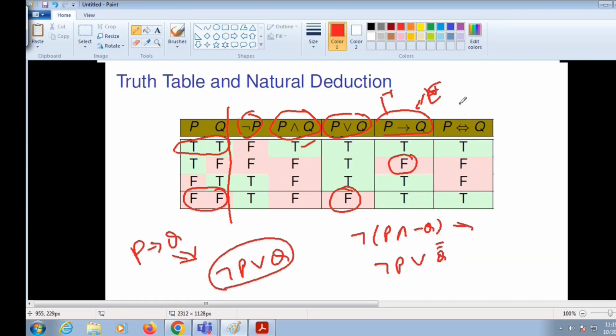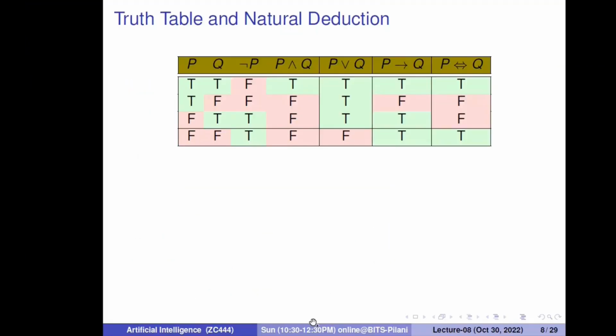Okay. Similarly, there is something called the double negation that says that if P implies Q and Q implies P, then I can write P double implies Q. So this is the truth table thing. Any questions on that? Please let me know that you are comfortable with this.